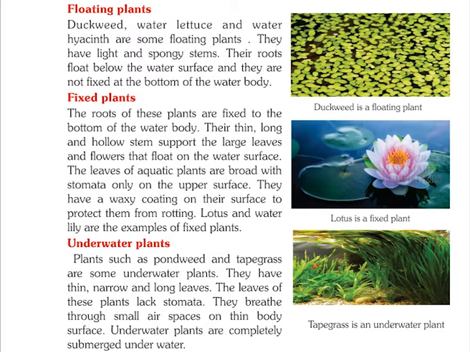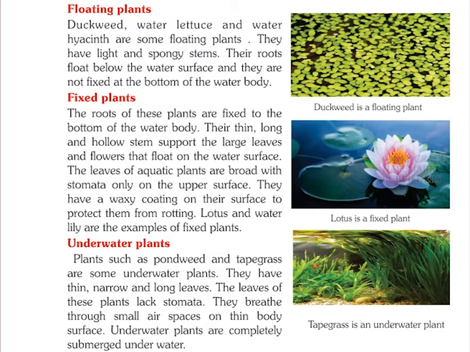Fixed plants. The roots of these plants are fixed to the bottom of the water body. Their thin, long and hollow stems support the large leaves and flowers that float on the water surface. The leaves of aquatic plants are broad with stomata only on the upper surface. They have a waxy coating on their surface to protect them from rotting. Lotus and water lily are examples of fixed plants.